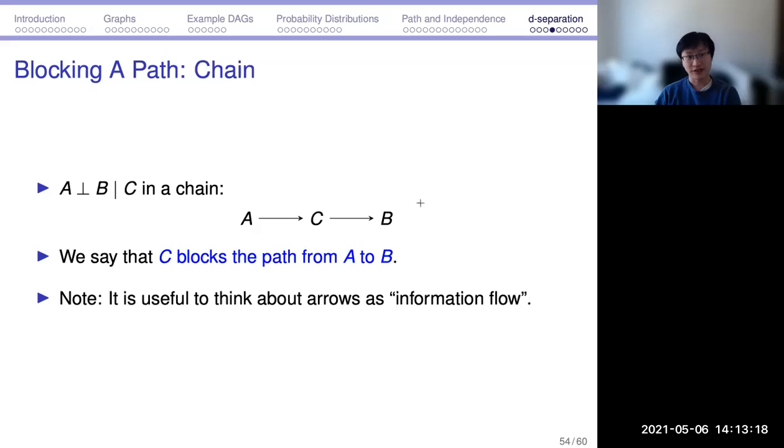Another example, in the chain example, we have this conditional independence. So we say C blocks the path from A to B. And again, this is even more intuitive. This blocks the flow of information.